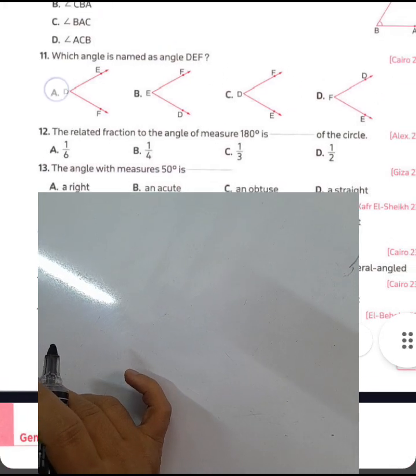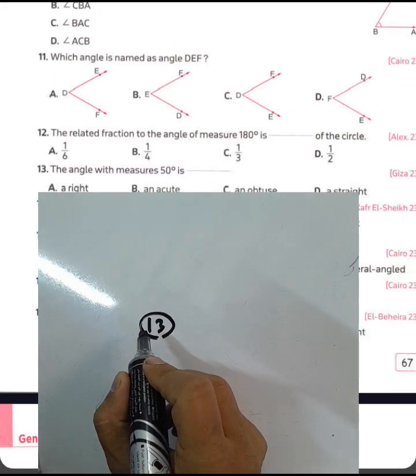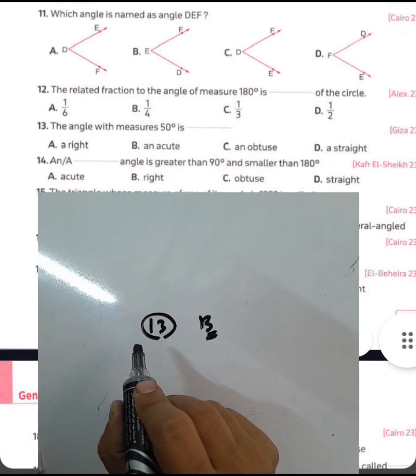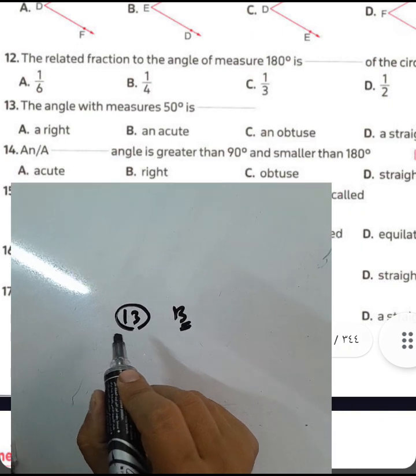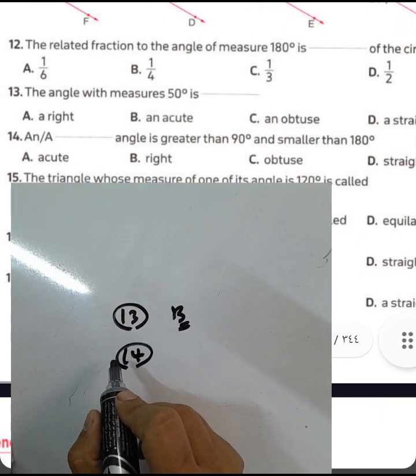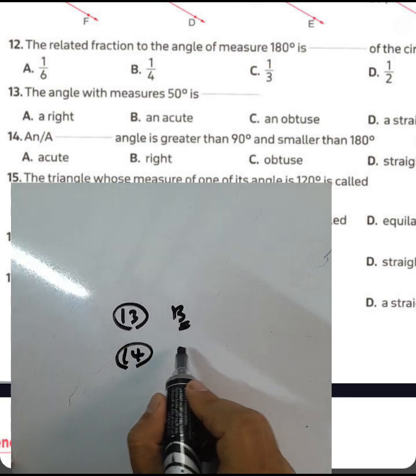Question 13. The angle with measure 50 degrees, we call it acute. Letter B. Question 14. An angle that is greater than 90 degrees and less than 180, we call it obtuse. Choose letter C.